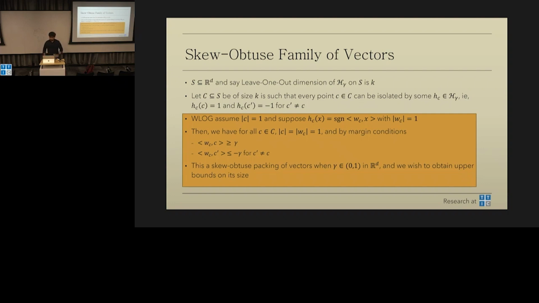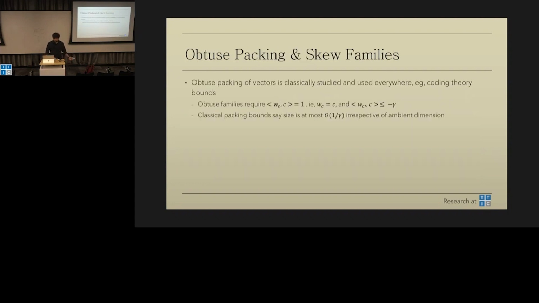So obtuse packing is very classically studied everywhere, and it's used in coding theory and at many other places. And obtuse families would just require w_c to be c, right? So you have just a bunch of mutually obtuse vectors, and how many of them can you pack in R^d is the question. If I force the angles to be at least a fixed constant more than 90 degrees, so that's the condition that the inner product is less than minus gamma, classical bounds say that this is at most order 1 over gamma.